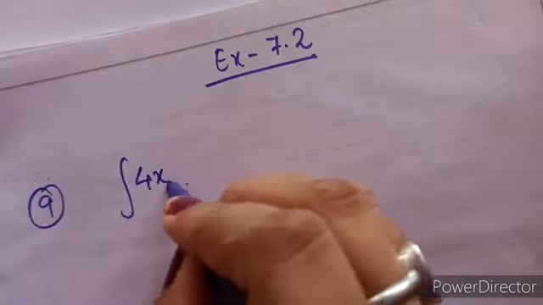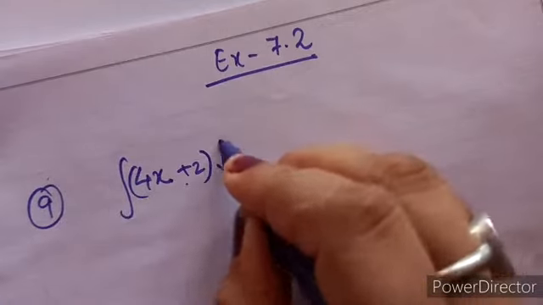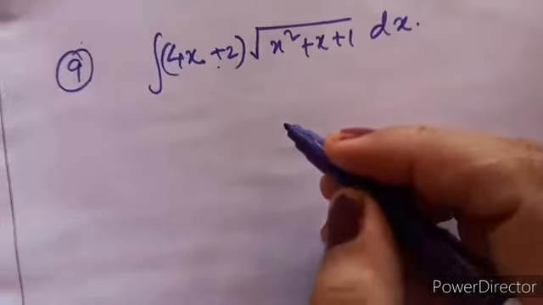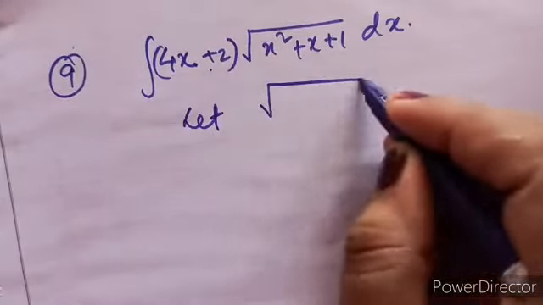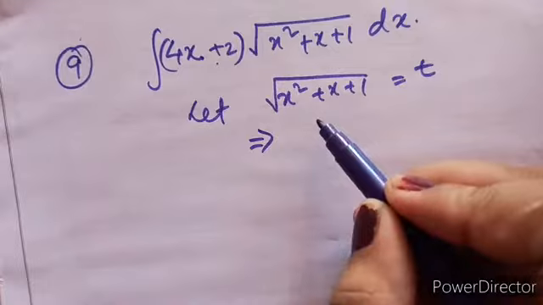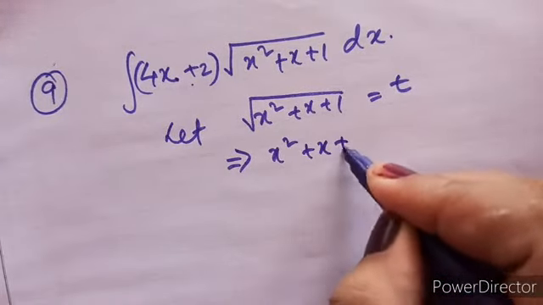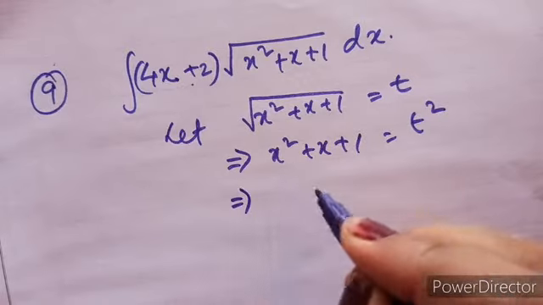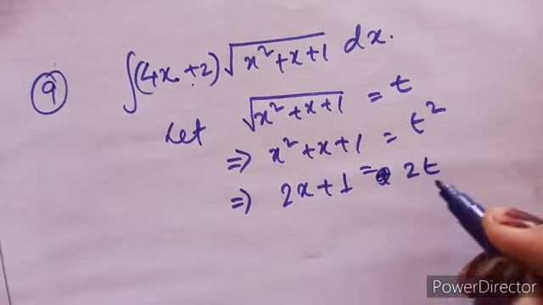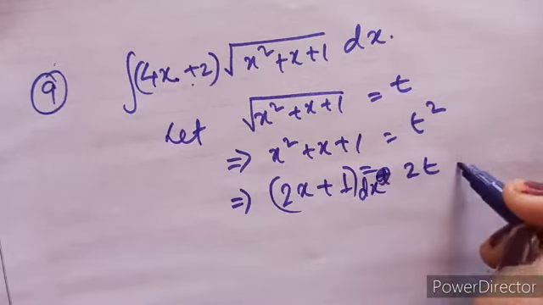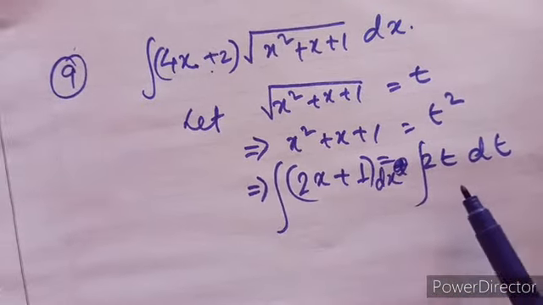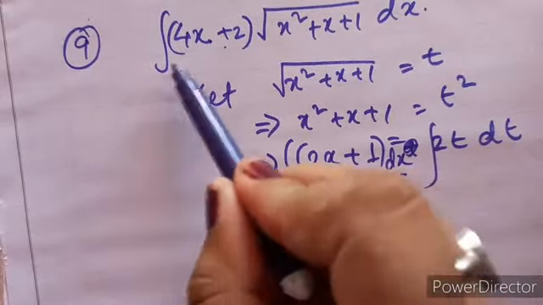That is the integral of (4x plus 2) times the square root of (x square plus x plus 1) dx. Okay. So here I will take let root over x square plus x plus 1 equal to t. If I want to remove this square root, we have to do the square, it will be t square. Now if we apply d dx, this will be 2x plus 1 equals 2t dt. Okay, and when we use integration here, now in place of (2x plus 1) dx, we have to substitute 2t dt.